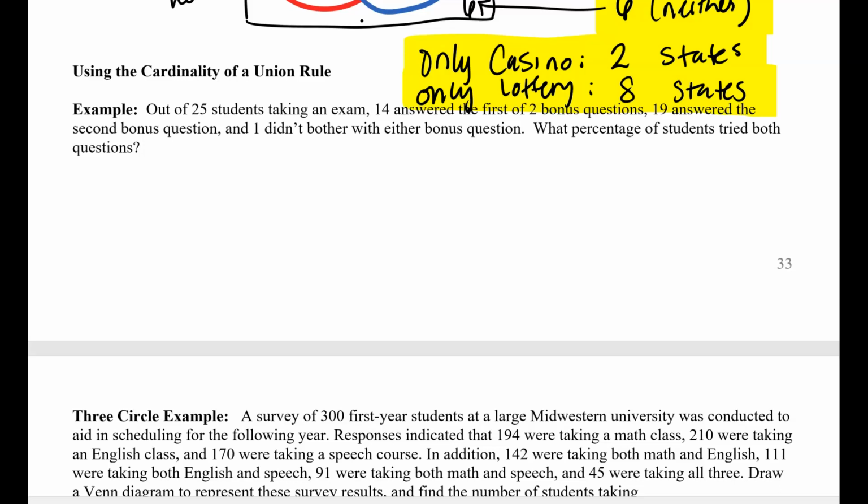So out of 25 students taking an exam, I'm just going to write a note: total students, 25. 14 answered the first of 2 bonus questions. So first question, there were 14 students. 19 answered the second, and 1 didn't bother with either.